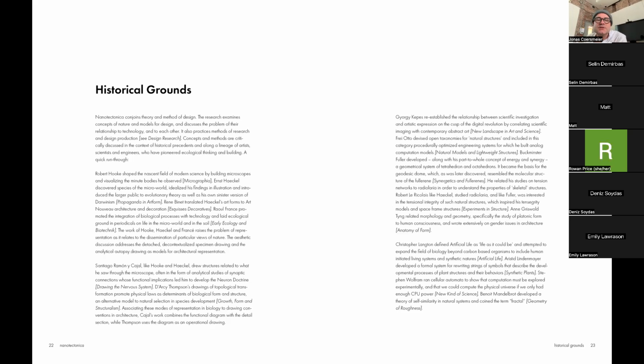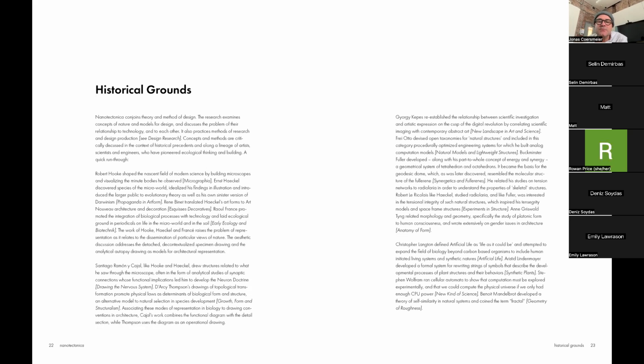He related his studies on tension networks to radiolaria in order to understand the properties of skeletal structures. Robert Le Ricolier, like Haeckel, studied radiolaria, and like Fuller, was interested in the tensional integrity of such natural structures, which inspired his tensegrity models in space frame structures. So these are a couple of engineers we're talking about. Robert Le Ricolier, Buckminster Fuller, Frei Otto, these are all engineers, or as we sometimes said, MIT engineers with a heart, meaning that they're not technocrats, but high experts in their field and also open thinkers that can include ideas both of design and even concepts coming from the humanities.